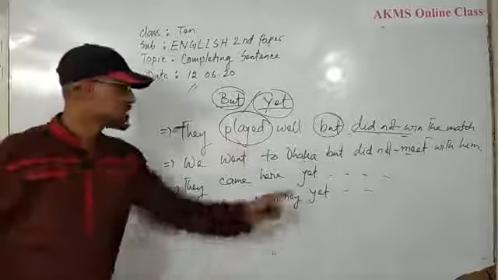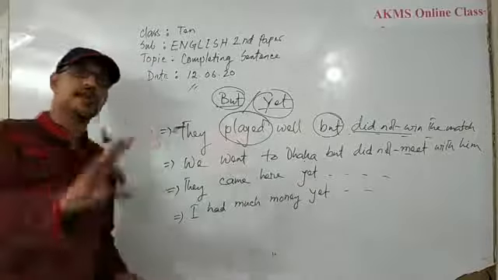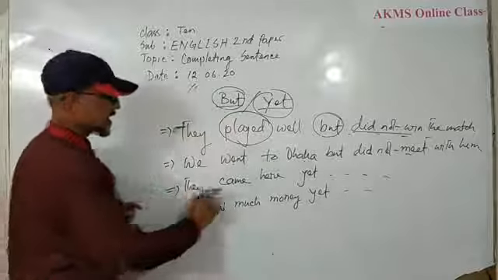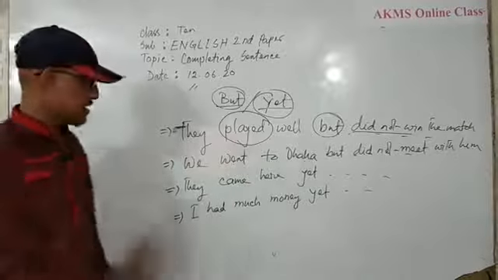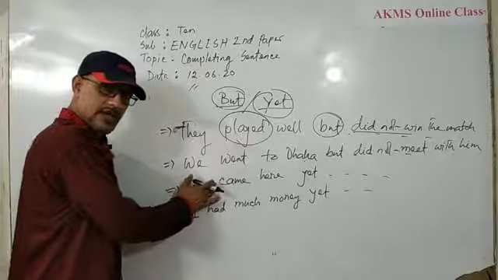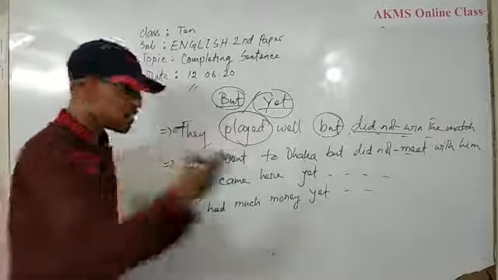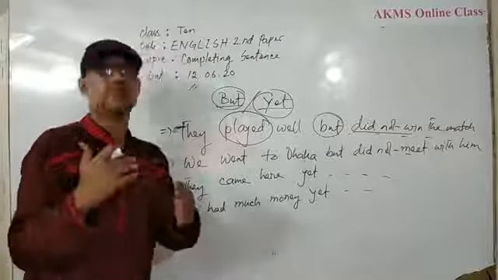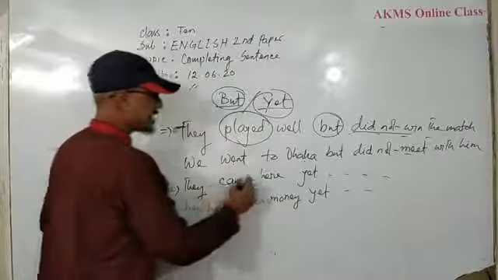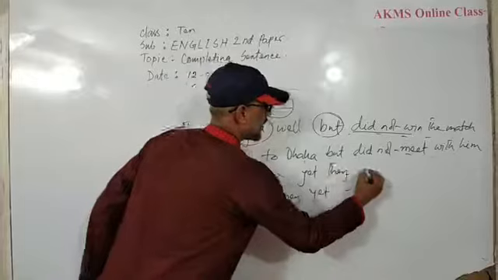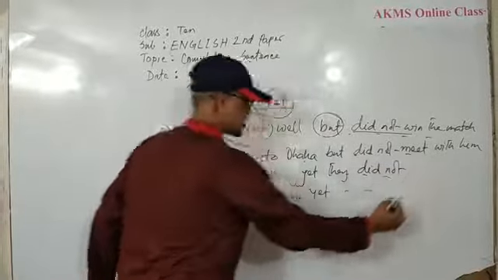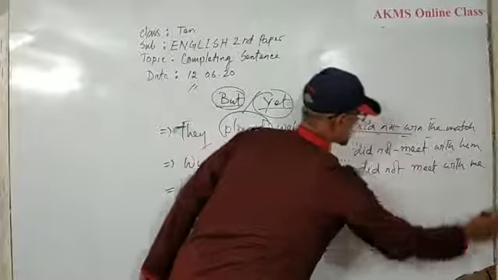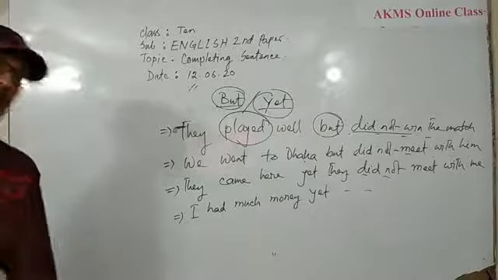But if the sentence joins with yet, then you should write the subject, whether it will be the same or different. They came here, yet. This clause expresses the meaning affirmatively. You will write the clause that will express the meaning negatively, the opposite. They came here, yet they did not meet with me.